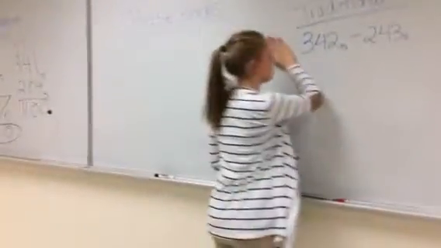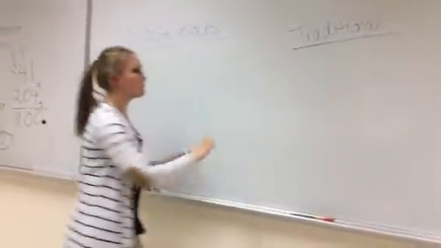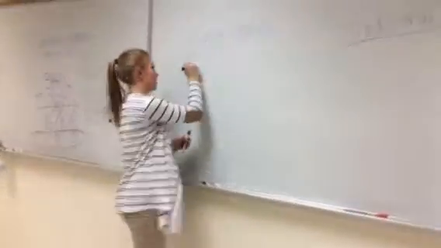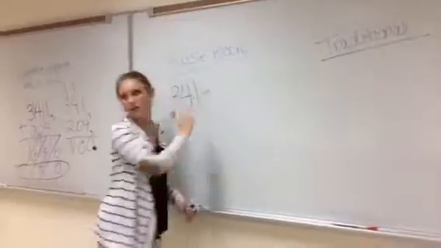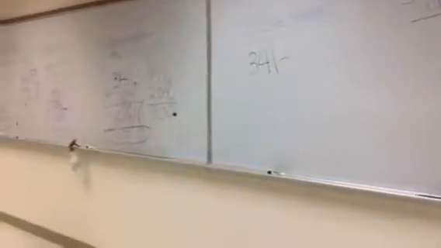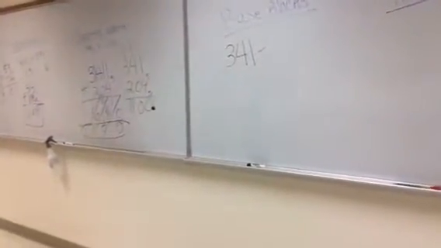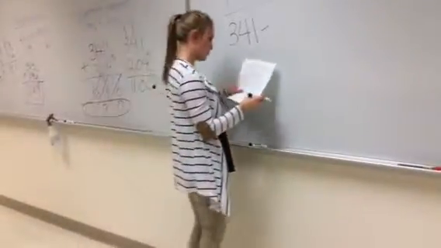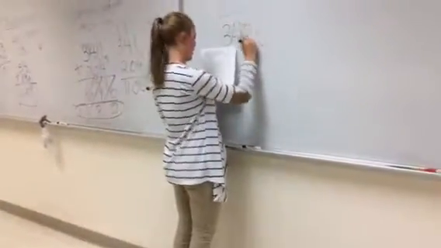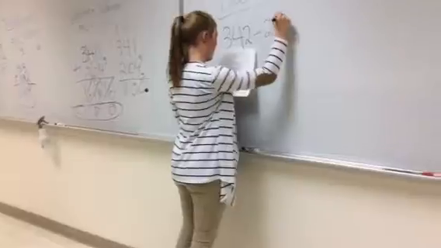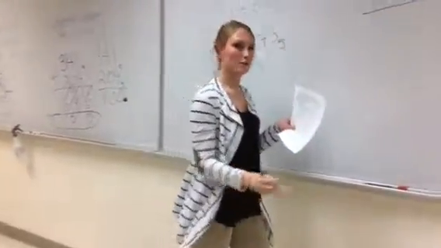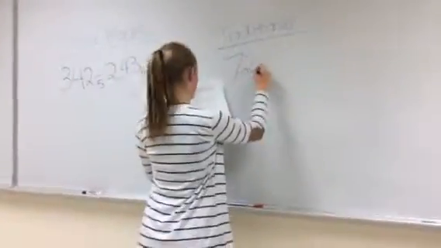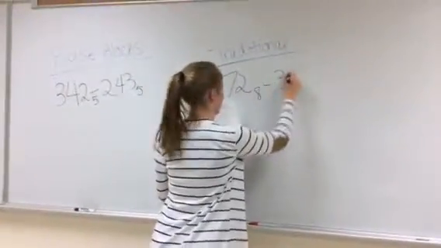Now we are going to move from addition to subtraction. For our traditional method, we are going to do 341 minus, that'll actually be 342 minus 243 in base 5, and your traditional algorithm of 72 in base 8 minus 36 in base 8.